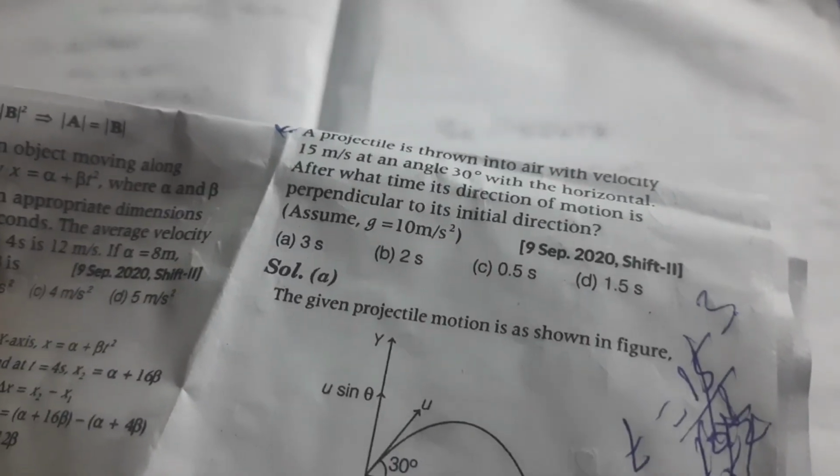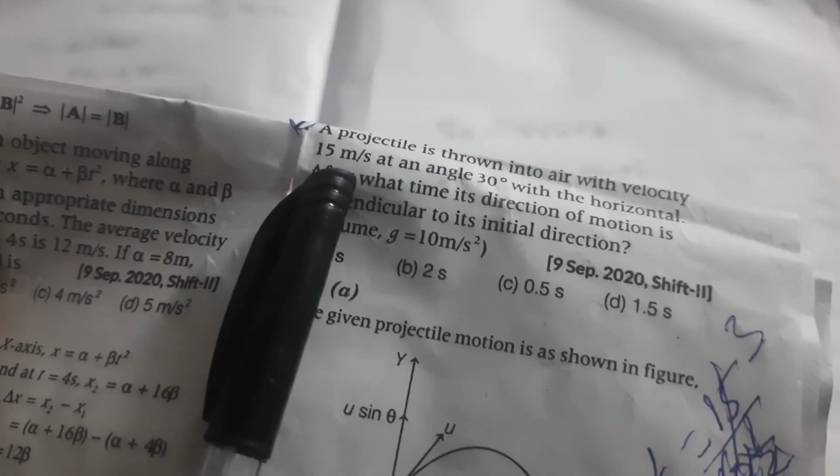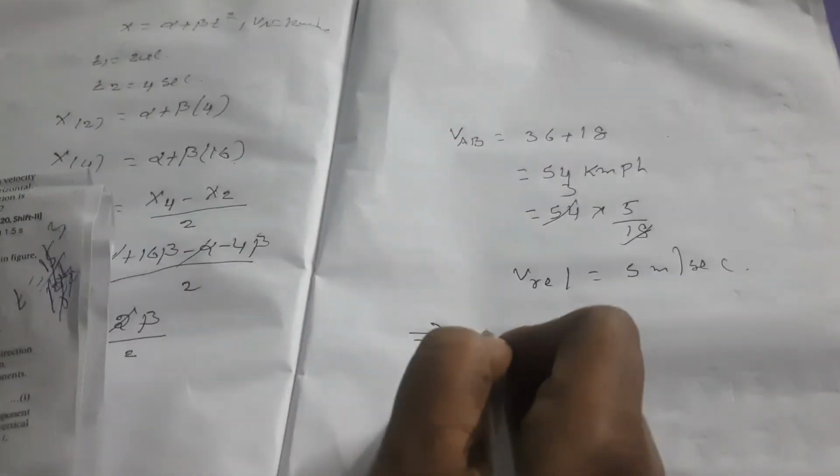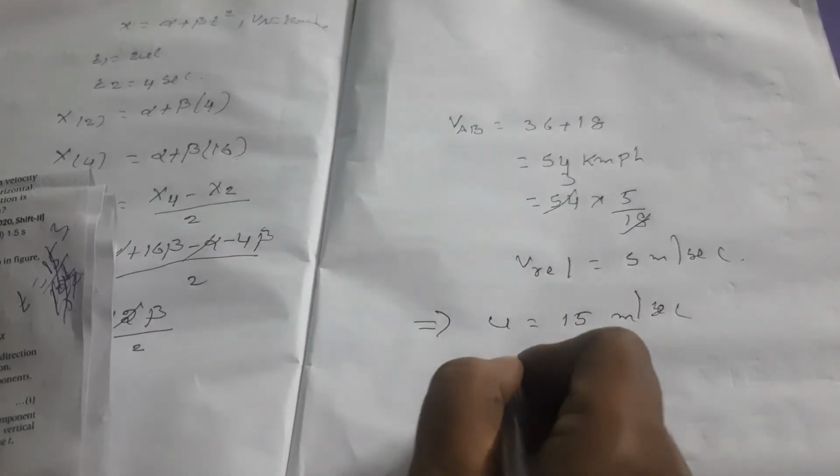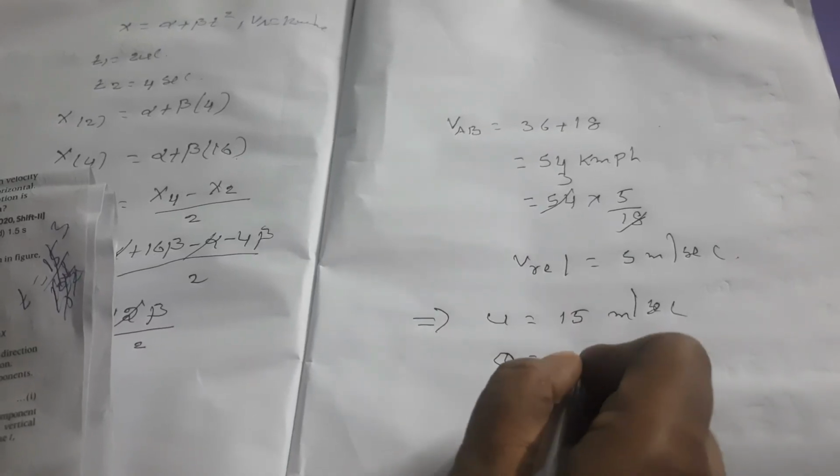Then come to our seventh question. A projectile is thrown into the air at an angle of 30 degrees with a velocity of 15 meters per second. After what time is it perpendicular to the initial direction? First we write the given data. The initial velocity is 15 meters per second, and the angle is 30 degrees.